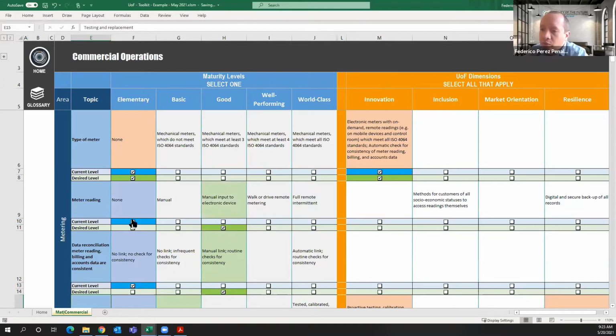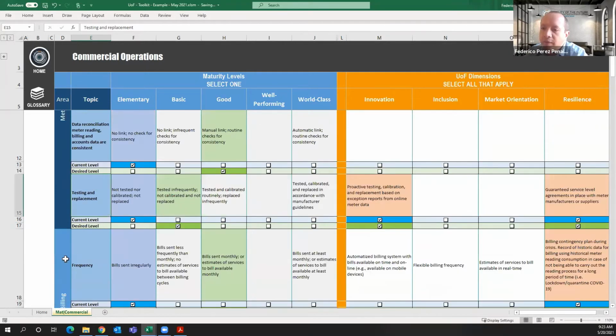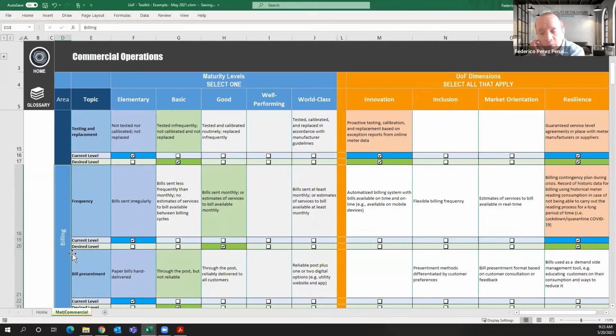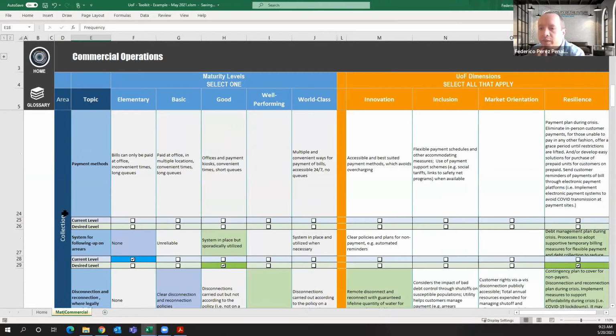So you have metering for this example, then the billing, then the collection, and just to have an example here, you can find the payment method, for example, and the tool will ask you, for example, in the basic, the elementary level is that the bill can only be paid at the office in inconvenient times and long queues, no?